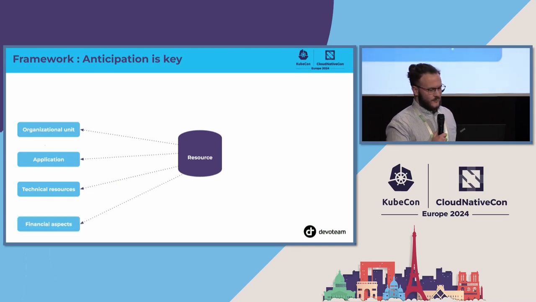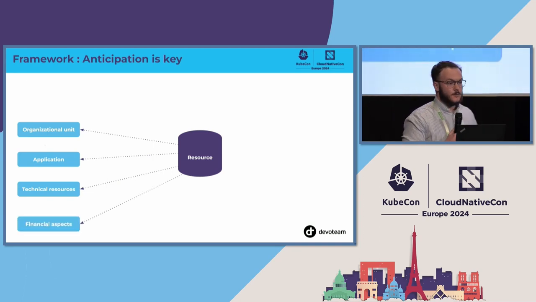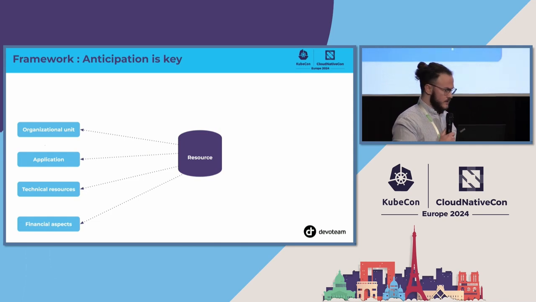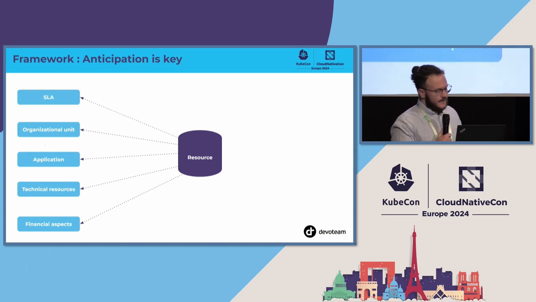And then the fourth question is the financial aspect. So basically the business model: will it be on-premise, on cloud, spot instances? So a lot of questions related to business. So that's the fourth one. And then the last one, and the main one, is the SLA.